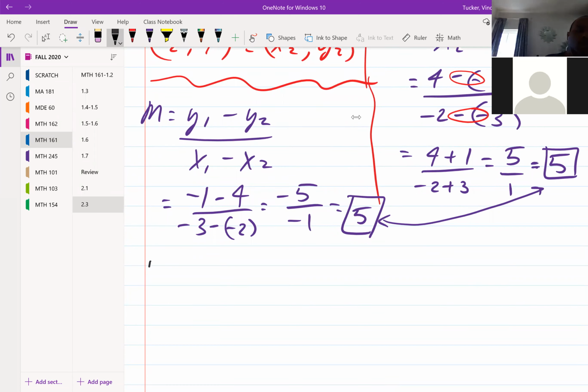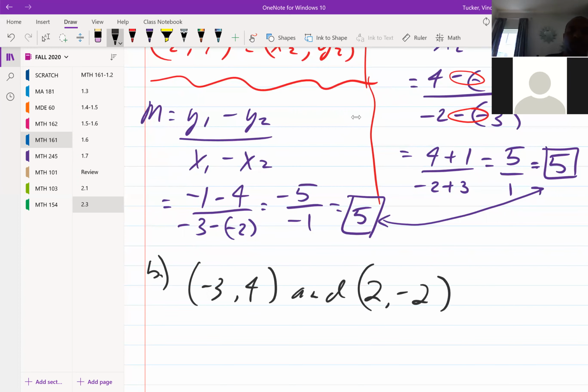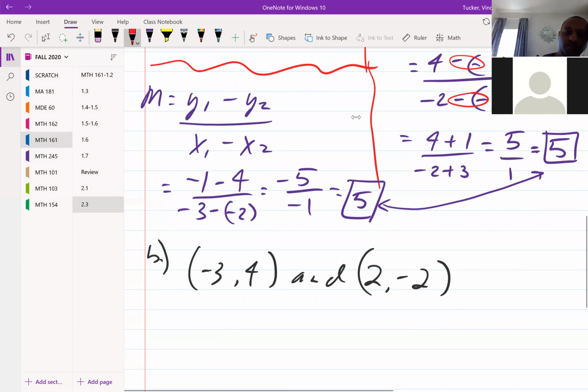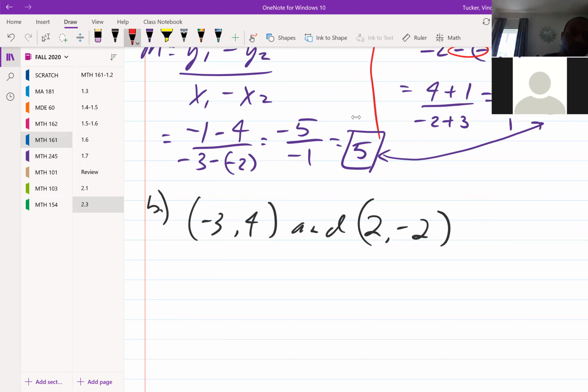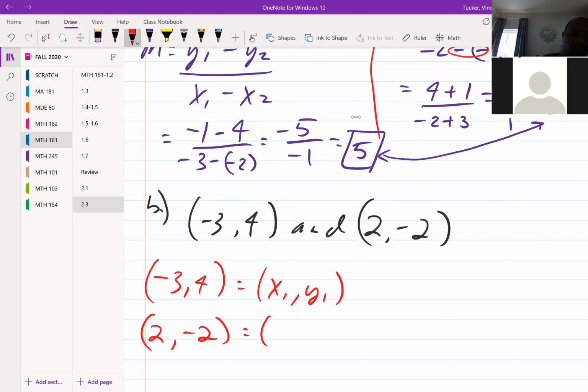All right, so one more just to make sure we're good. -3, 4, and 2, -2. So label your points, point 1 and point 2.